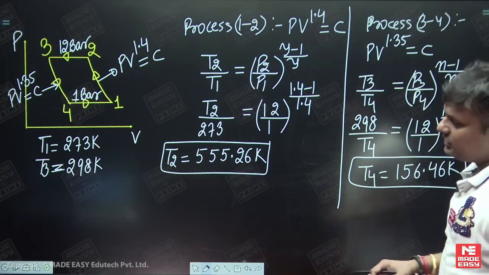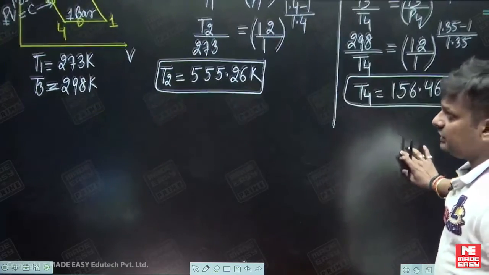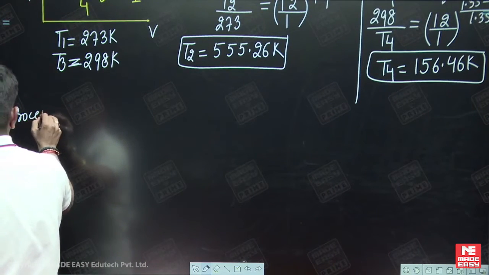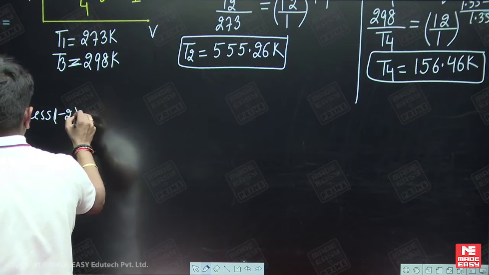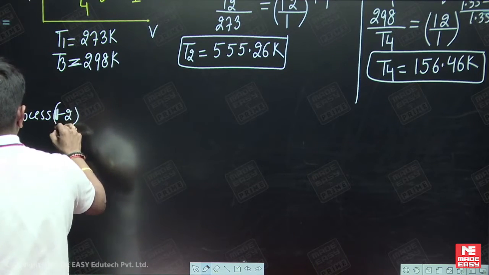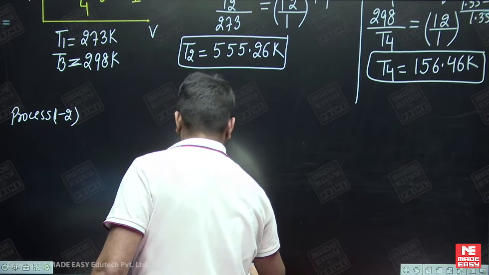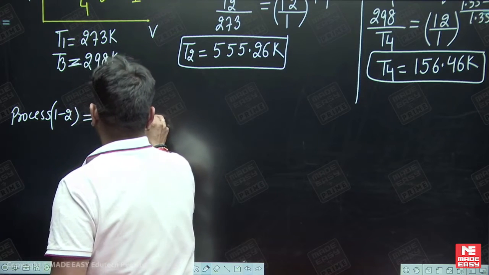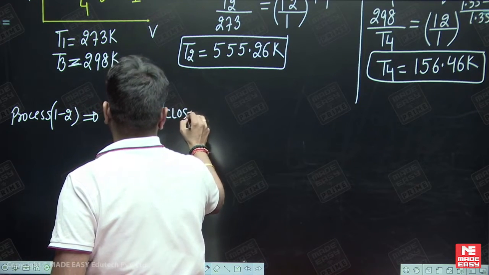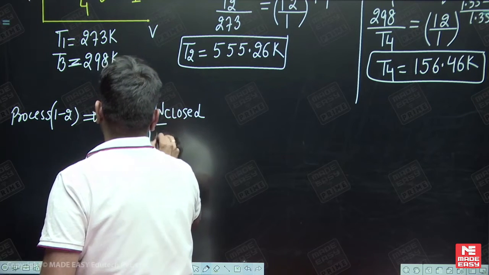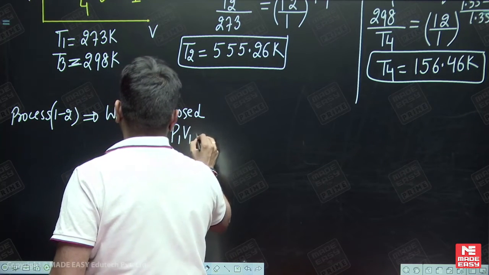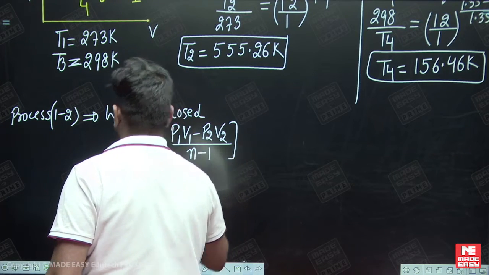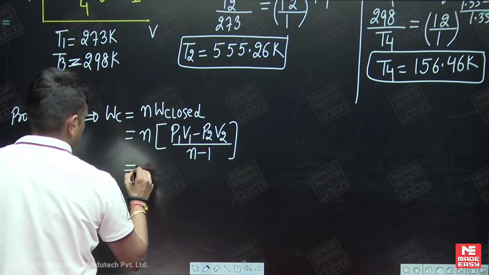So all the values of temperatures are known. Now you can find out the values of work input. The process 1 to 2 is your compressor. A compressor is an example of an open system. Open system means n times the work of closed system, so n times initial minus final: P1 V1 minus P2 V2 upon n minus 1.